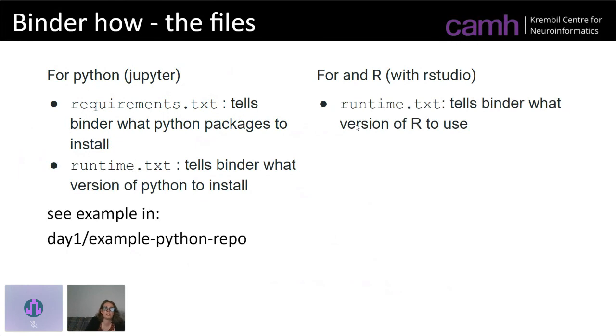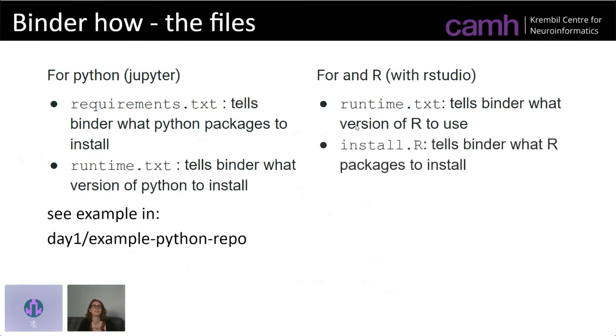For R with Rstudio, this actually takes much longer to run. Binder likes Python better, I will admit. You have a runtime.txt, which tells Binder exactly which version of R you're going to ask it to use. And then there's install.r, which is actually just an R script that installs any R packages that you want in the environment. And there's an example of this in example.r.